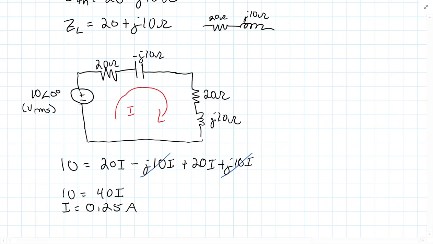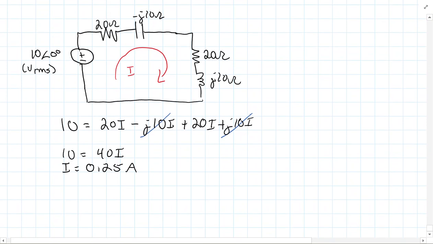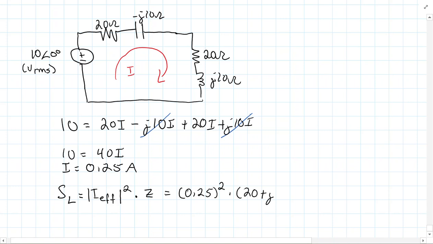Okay, so then let's go ahead and figure out what the average power here would be through this. So let's first just go ahead and compute the complex power through the load. So I'll do S times the load, which remember is the magnitude of I effective squared times my impedance, which in this case is fairly easy because my I is just completely real and it's already effective. So it's 0.25 squared times 20 plus J10.